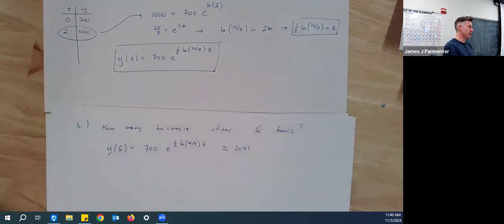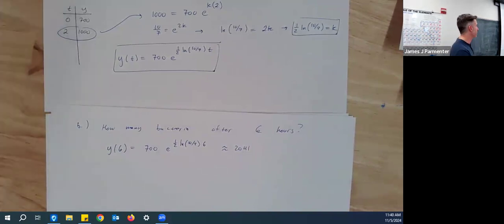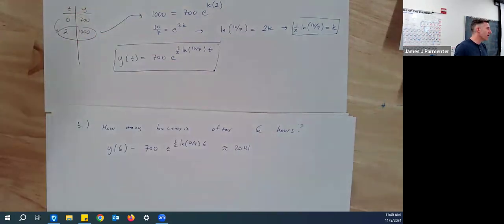There is something worth noting here. I picked an amount of time that was exactly an integer multiple of the interval we were given. And this is something I think is worthwhile. For exponential growth or decay, if the amount of time that has elapsed is a constant, the multiplication factor is the same constant. So I know that in 2 hours, I multiply by 10 over 7.